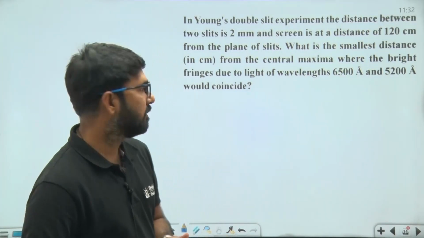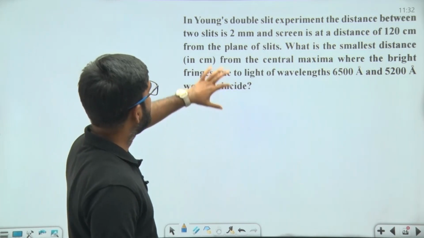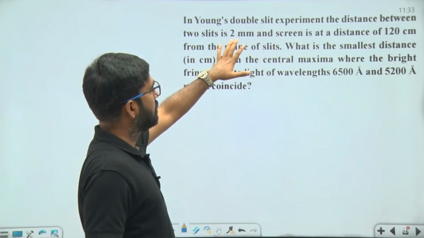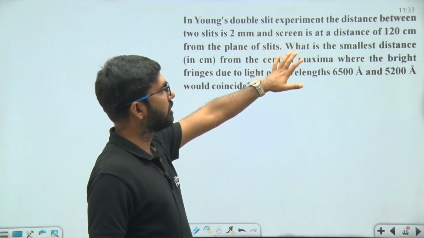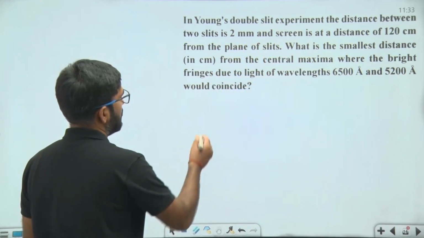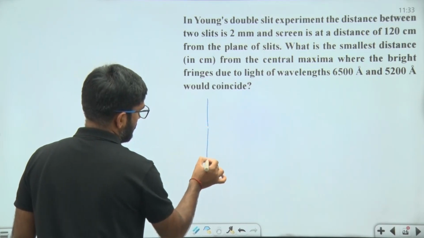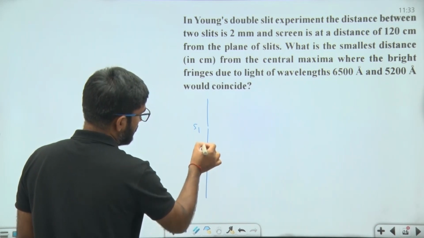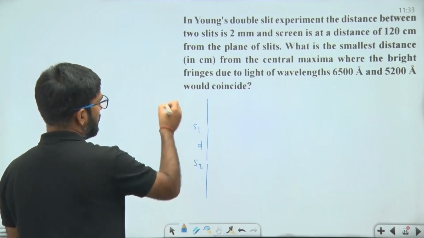My dear students, in this question it is given that in Young's double slit experiment, the distance between two slits is 2 mm and screen is at a distance of 120 centimeter. This is the setup of YDSE, slit S1, this is slit S2. Separation between S1 and S2 is small d.